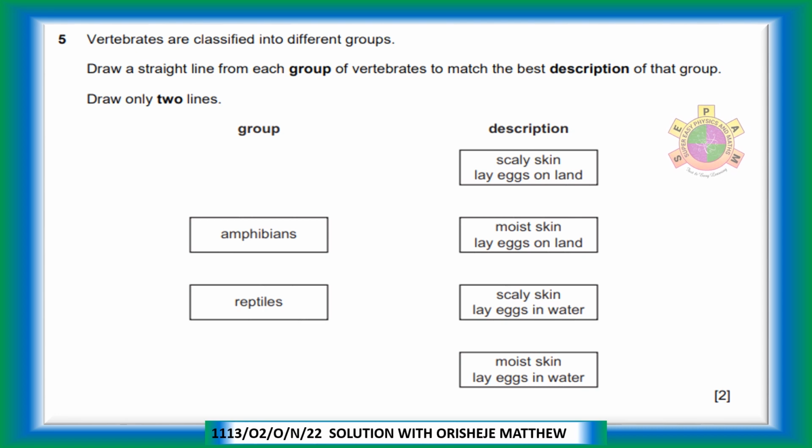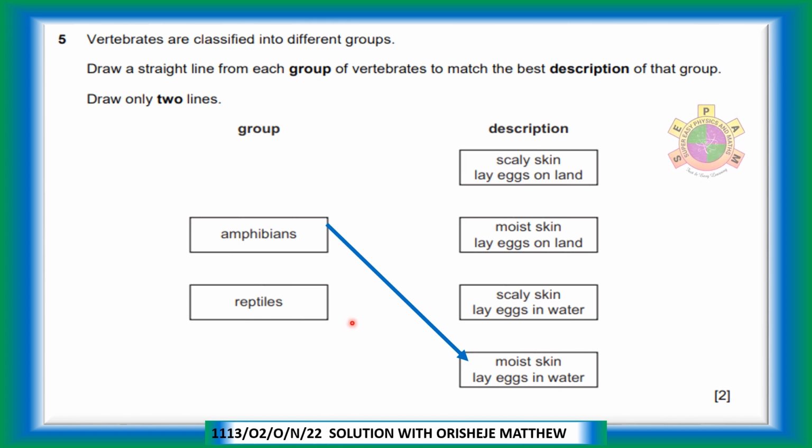Question 5. Vertebrates are classified into different groups. Draw a straight line from each group of vertebrates to match the best description of that group. We have two major groups here, amphibians and reptiles. Amphibians have moist skin and they lay eggs in water because they live in both land and water. Amphibian means two habitats. They live in two habitats.